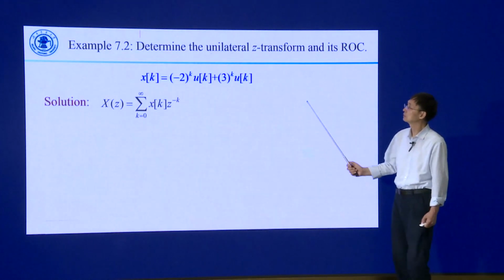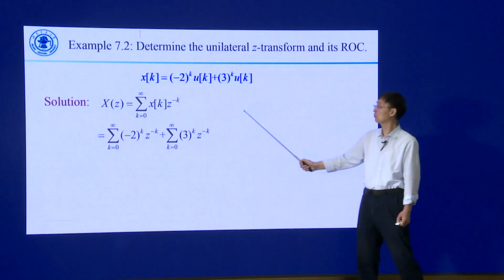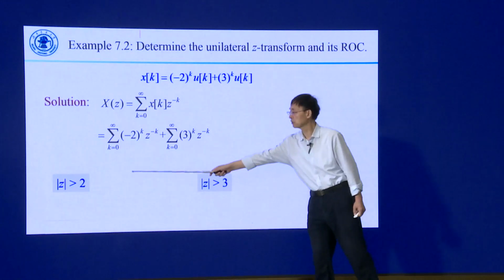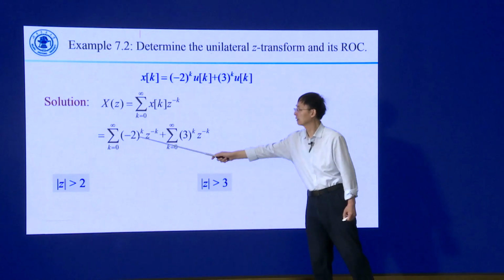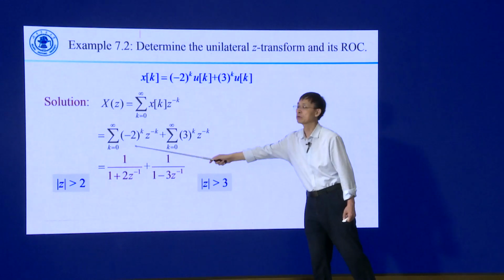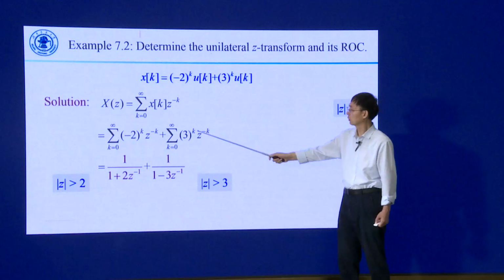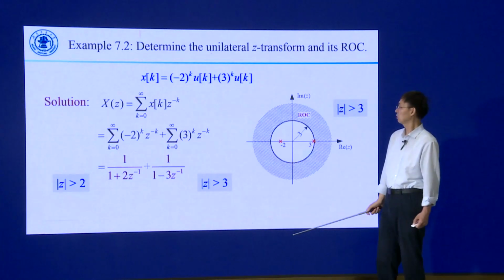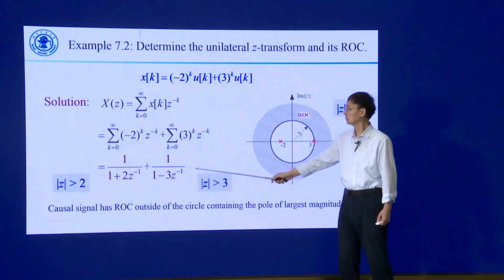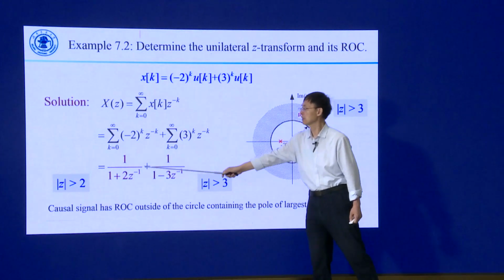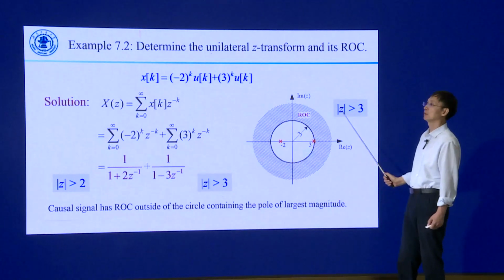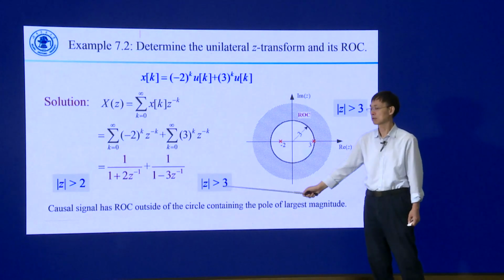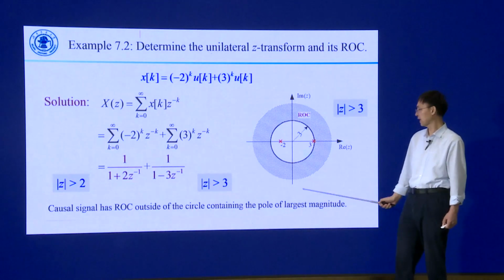Here is another example. According to the definition of the unilateral Z transform, we can get this result. If this condition is satisfied, we can get the result for this summation. If this condition is satisfied, we can get this result for this summation. So, the common region for these two ROCs gives us the ROC for this signal. The ROC is outside the circle containing the pole of largest magnitude.